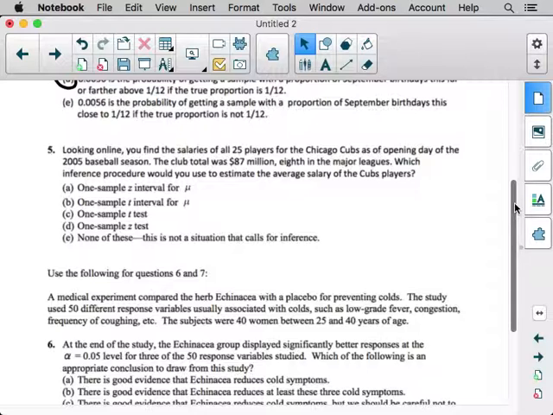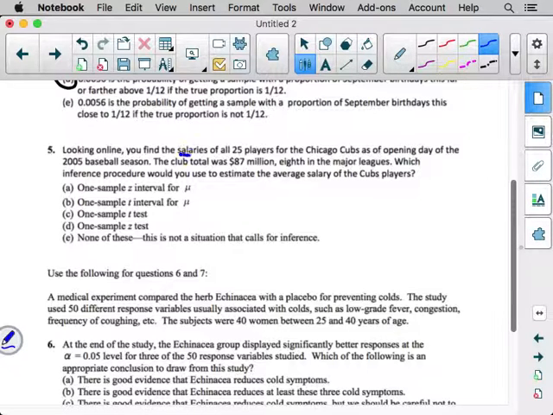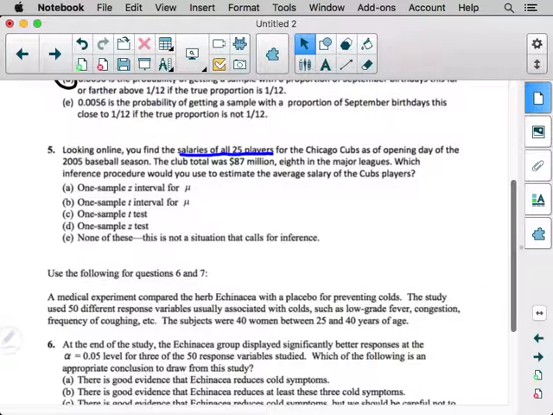I will tell you, this is actually kind of going to feel like a trick question to you. Because if you look at this, salaries of all 25 players. So did they do random selection here? No, they took all the data. Would you even have to do inferencing if you have literally all the data to find the average?